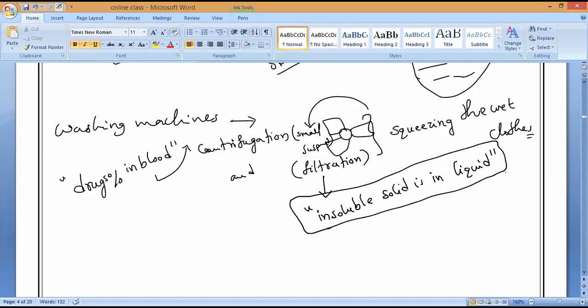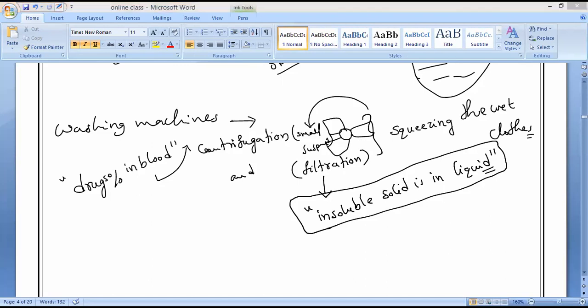For big size particles, if the particle size is large enough, then we will go with filtration. Do you understand everyone? Clear? Any doubt? Please respond. Neha, Harish, Kumar, Harini. So all of you should remember this. So what is the working principle of centrifugation?